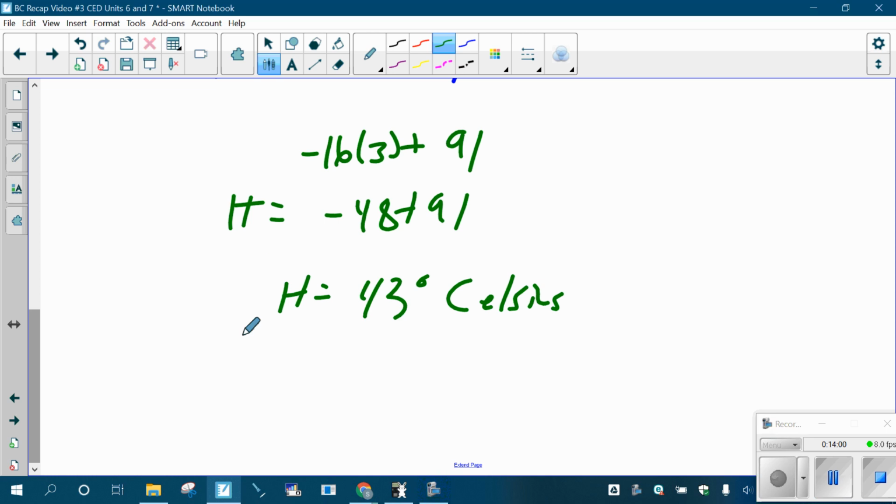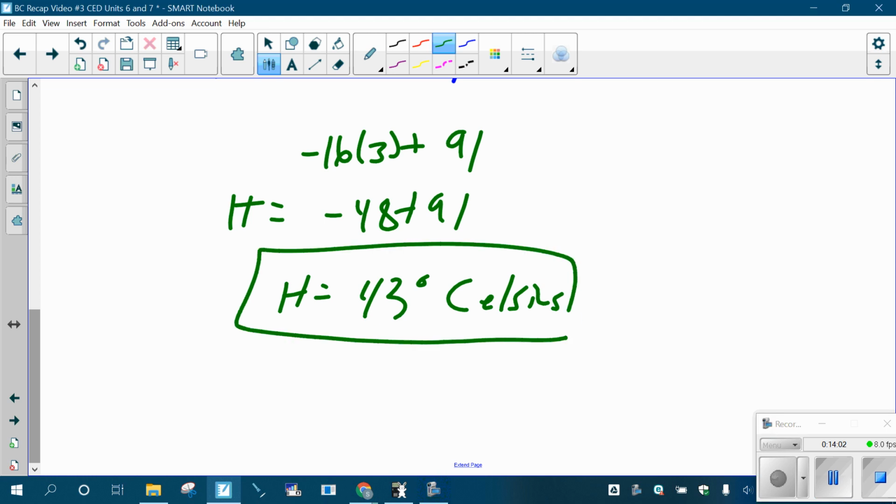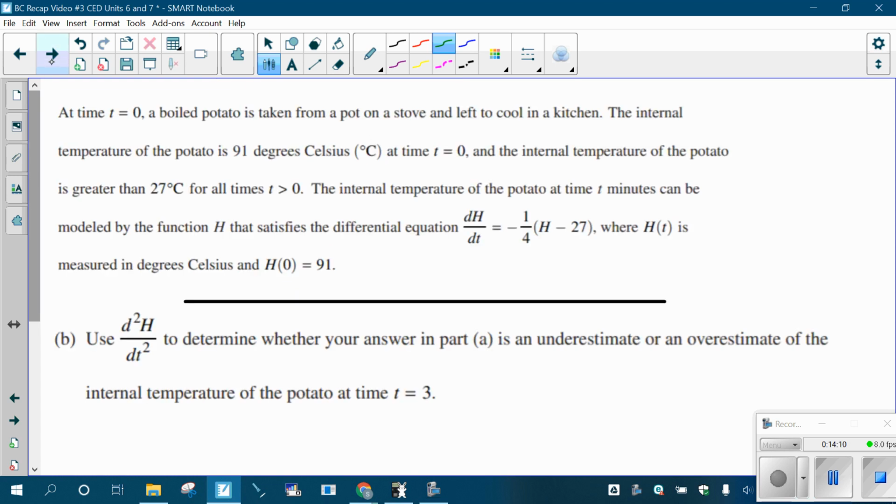(43°C). Make sure we toss down the units to show that we know what's going on. Cool. Okay. Part A, again, we didn't solve the differential equation. We just wrote the equation of a tangent line. Very typical question. All right. Question B.